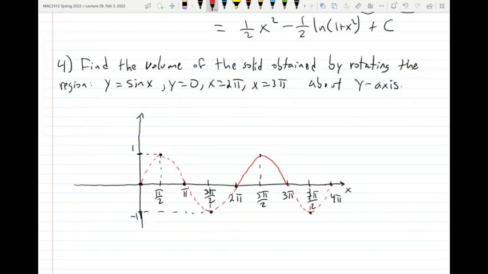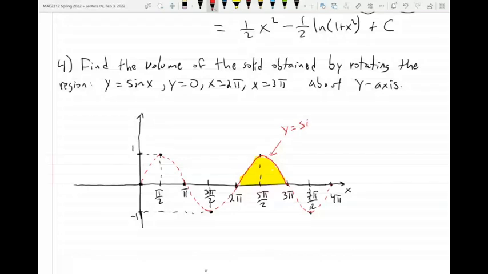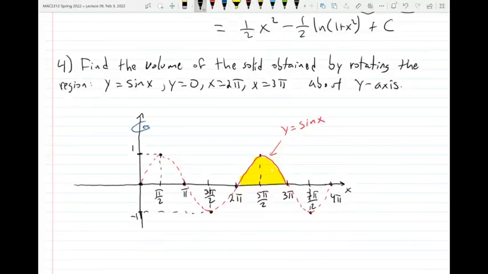All right, and then the y-axis, the y equals 0, so that's the x-axis, and then from 2 pi to 3 pi. So that means that we're talking about this region right here. That's the region, and this one is the function y equals sine of x, and we want to rotate about the y-axis.